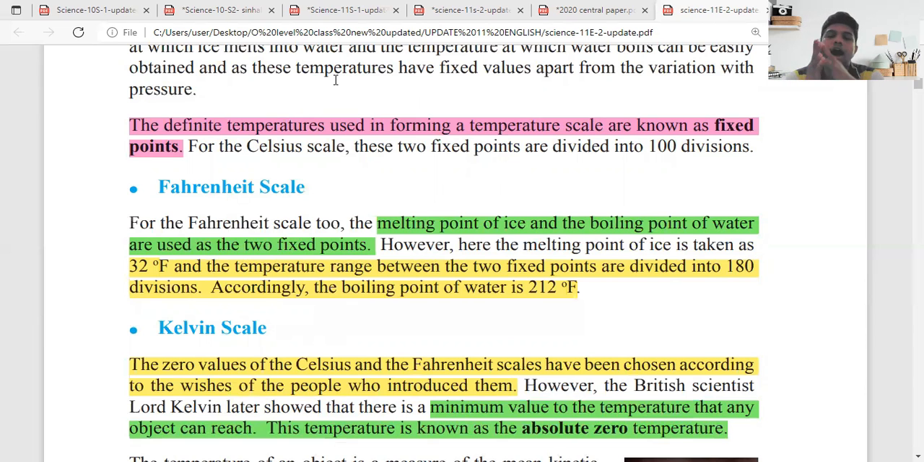Divided into 100 divisions. 100 divisions. Okay? Okay, sir. Yeah. So here the thing that you want to understand, they have fixed two values.